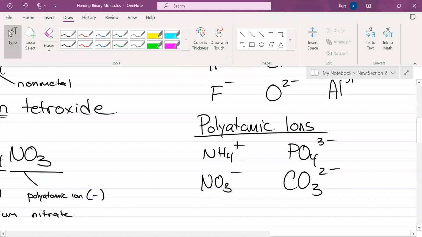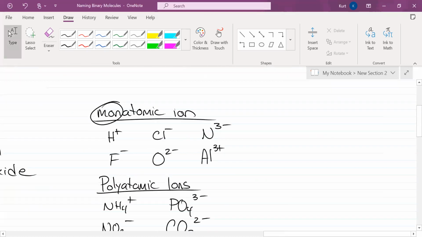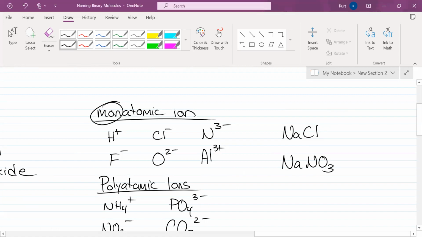You don't change the names of those. You only change the names of the monatomic ions. So if I had something like NaCl, that would not be called sodium chlorine. That would be called sodium chloride. But if I had NaNO3, that would be sodium nitrate. You keep it, you don't change the name of the polyatomic ion.